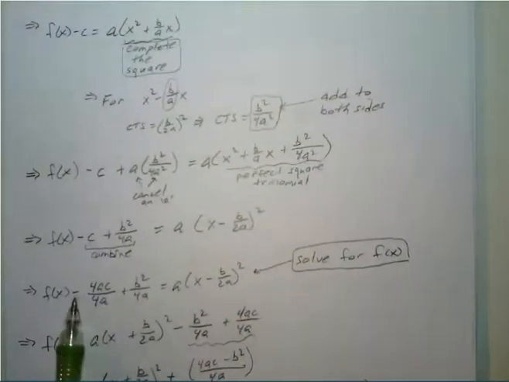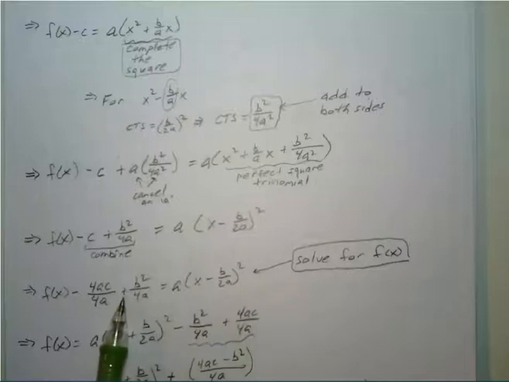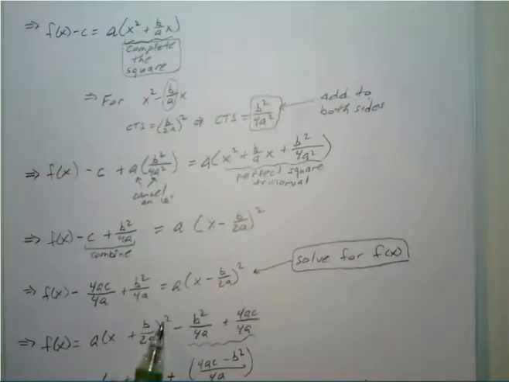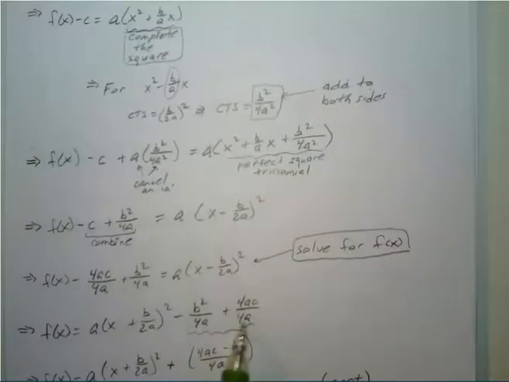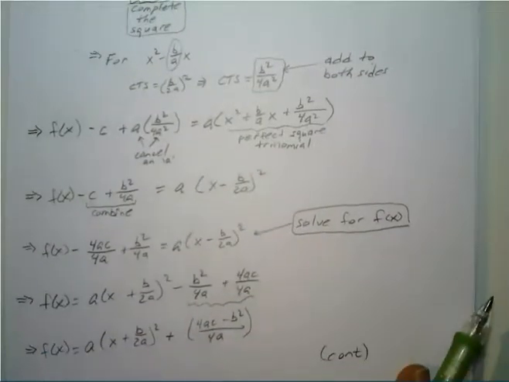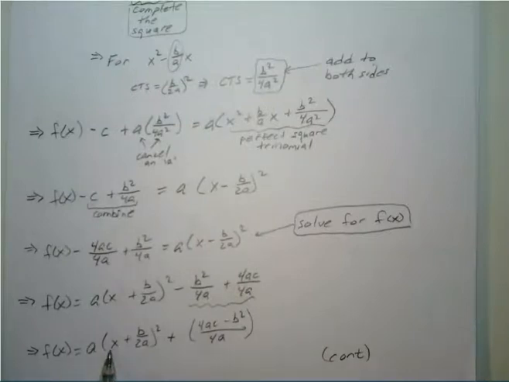Okay, so if we add 4ac to both sides and subtract b squared over 4a, we get f of x equals a times (x plus b over 2a) squared minus b squared over 4a plus 4ac over 4a. Okay, so we go ahead and combine these two because they have common denominators. So we have f of x equals a times (x plus b over 2a) squared plus (4ac minus b squared) over 4a.